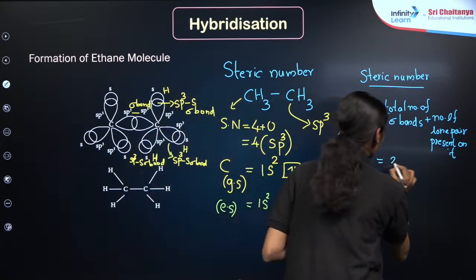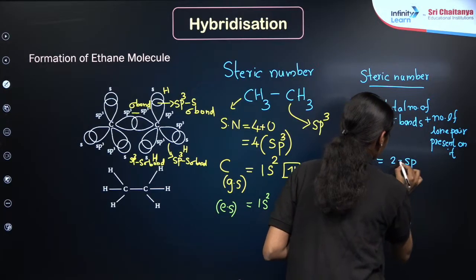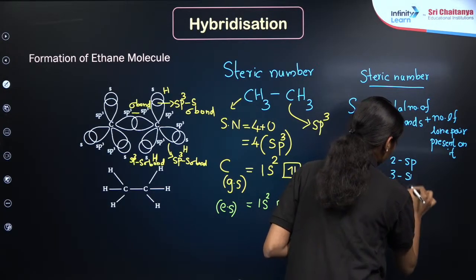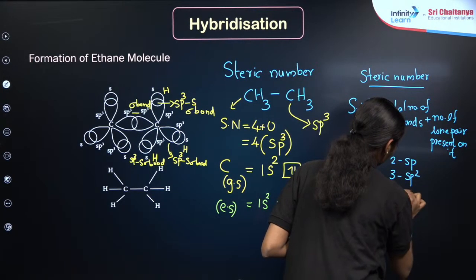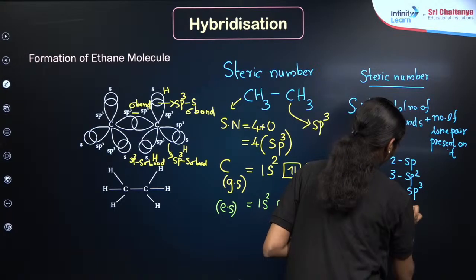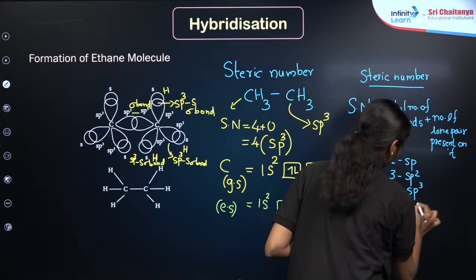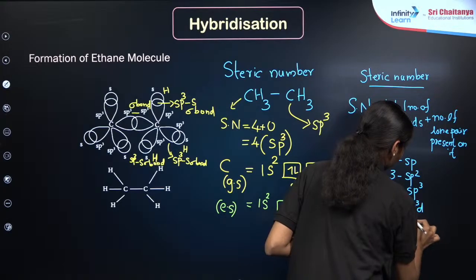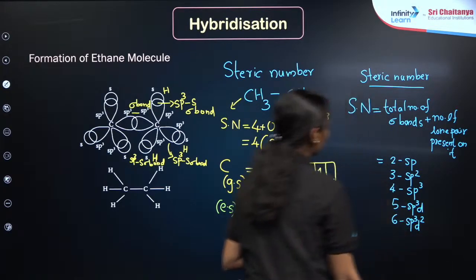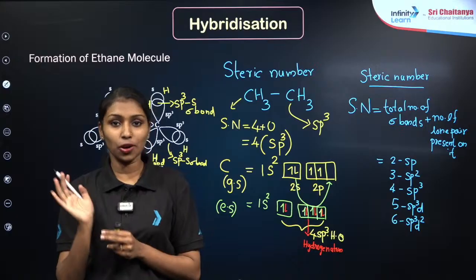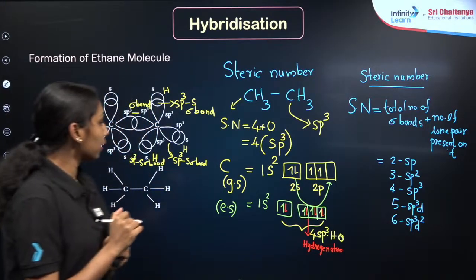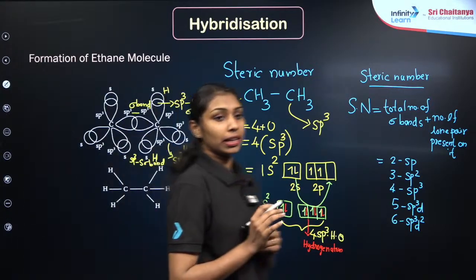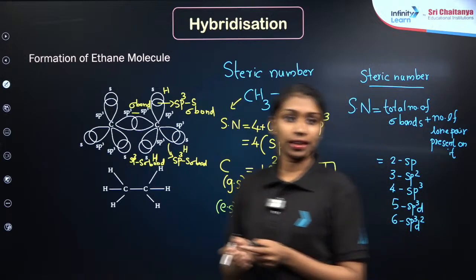If it is 2, it will be sp hybridization. Then if it is 3, it is sp2. If it is 4, sp3. 5, sp3d. 6, sp3d2. Right? This will be the prediction from the steric number. You can just go through my previous session, which is already recorded there. I had discussed the steric number and hybridization in detail. Clear?